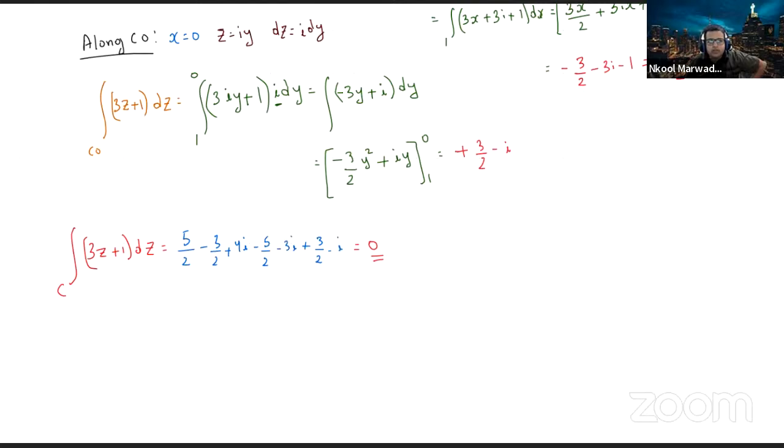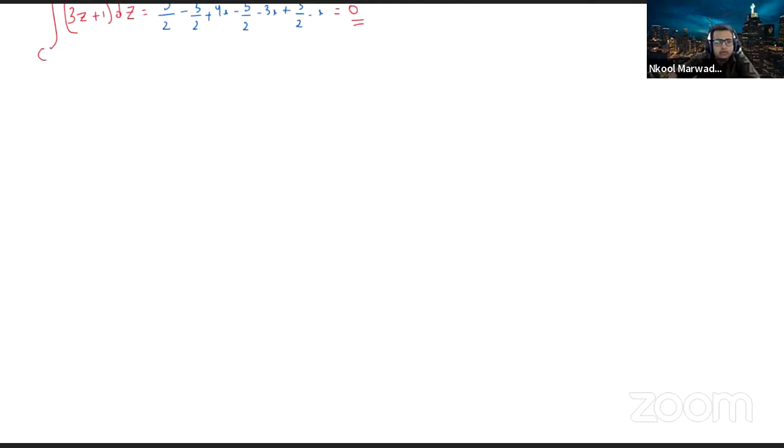One more question we can do very quickly. Now basically the integral which we have to calculate is something like this: 2x plus i plus 1 dz, along the path from minus 1 plus i to 2 plus i.